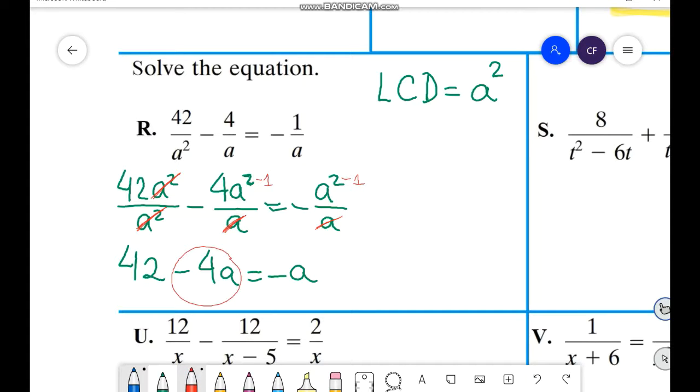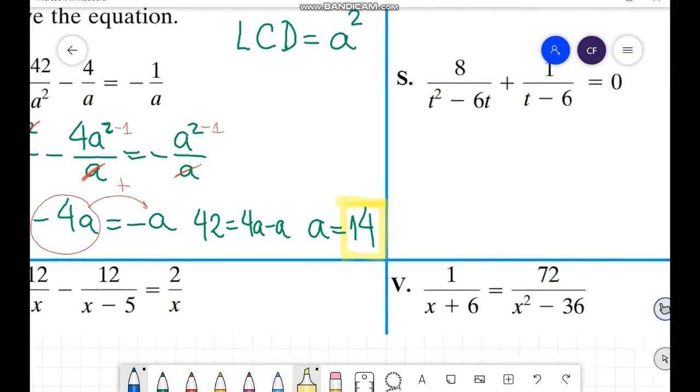Move this negative 4a to the other side, becomes positive. Then you have 42 equals 4a minus a. 3a equals 42. A equals 42 divided by 3, 14. Cool.